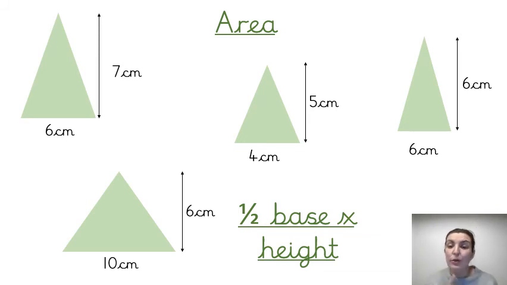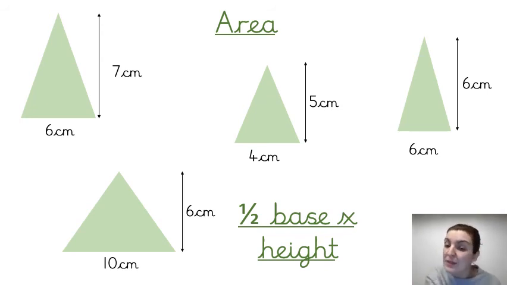I'm actually going to go through these ones to make sure we were okay with them. So I've got 10 and 6, so I'll do half of 10, which is 5. So to help you, you could go 2, 4, 6, 8, 10. So that's 5, multiplied by the height, which is 6. So 5 times 6 is 30 centimetres squared. Have a look at yours and see how you did.